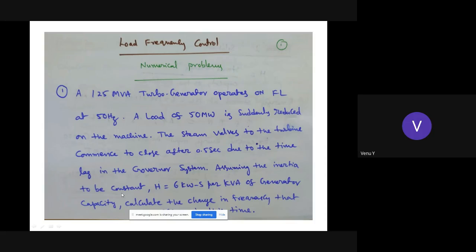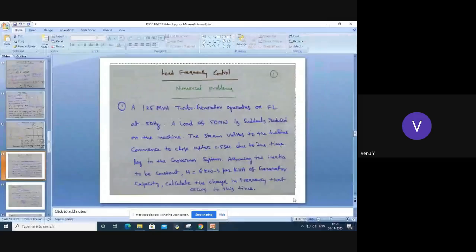And assuming the inertia to be constant, H is equal to 6 kilowatt second per kVA. If it is unity power factor, per kVA you can have per kilowatt. 6 kilowatt second per kilowatt, kilowatt gets cancelled, you get 6 seconds of generator capacity. Calculate the change in frequency that occurs in this time. Okay, so that is our question.